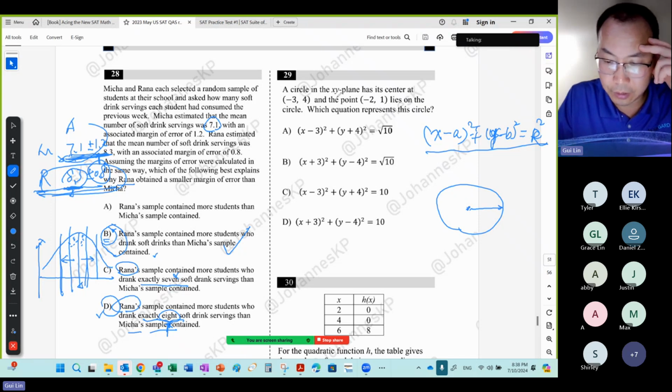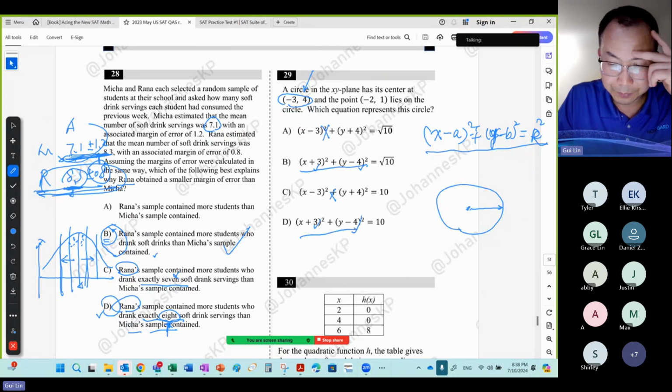A circle in the xy plane has its center at this. So if they told us the center, we can figure out this should be x plus 3, right? x plus 3 and y minus 4. So x plus 3 squared, y minus 4 squared. Yeah, this part is correct up to now. This part is wrong, right?